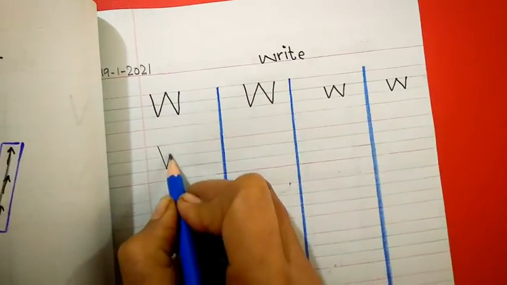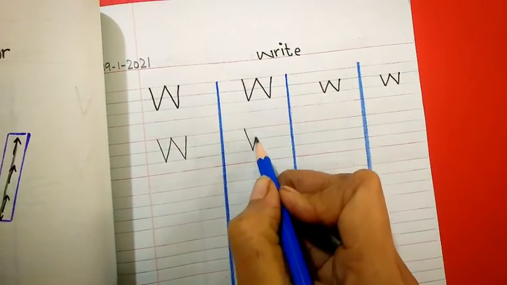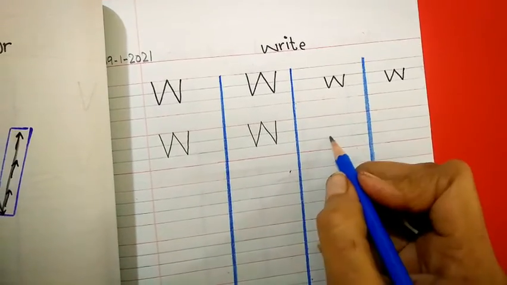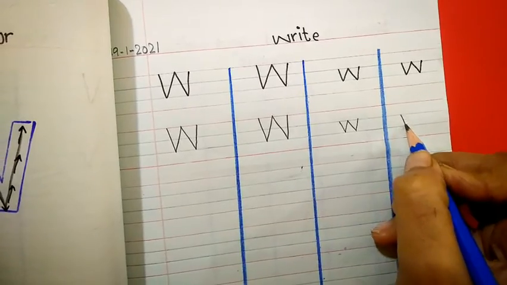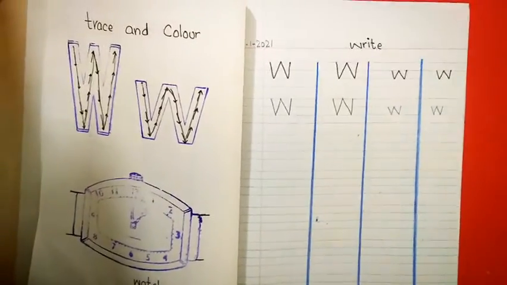The letter is W. Good. The letter is W. Write with me. And the sound is wa. Complete this page with the help of your parents.